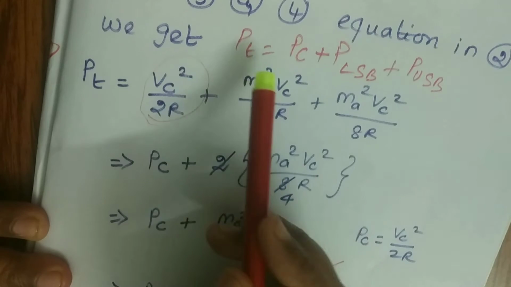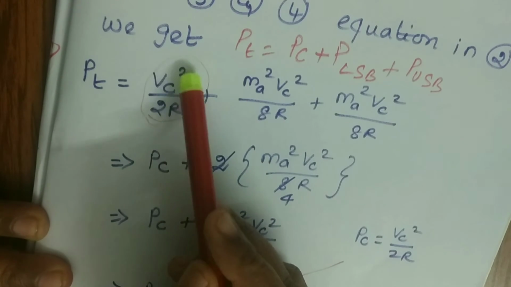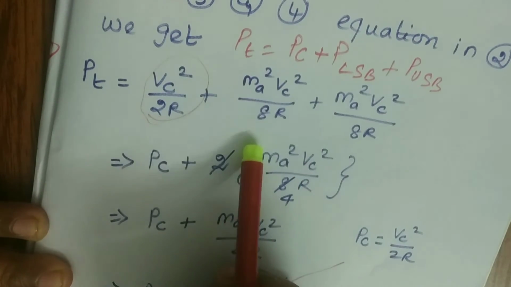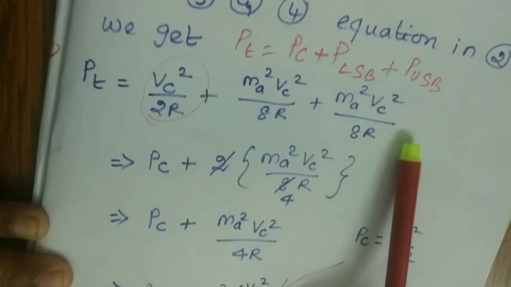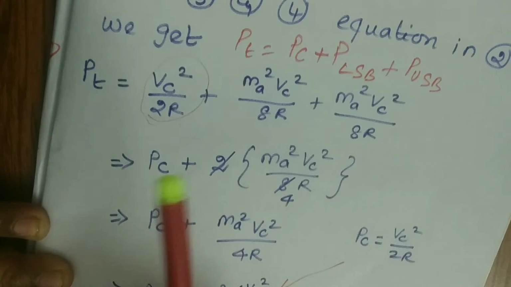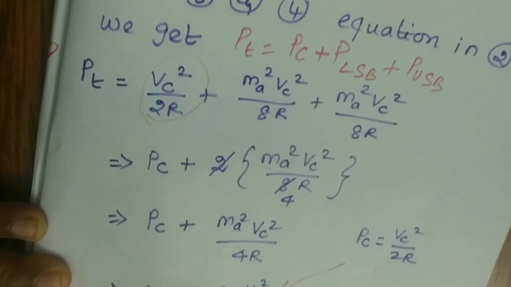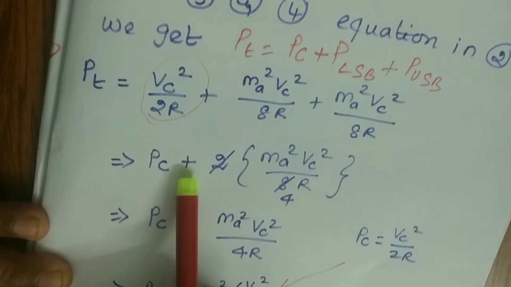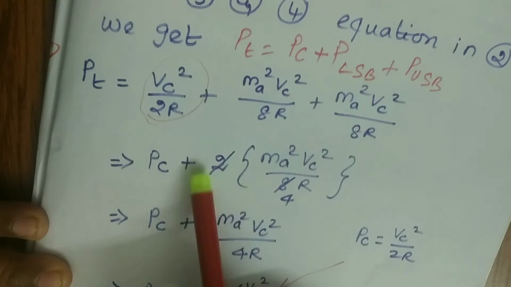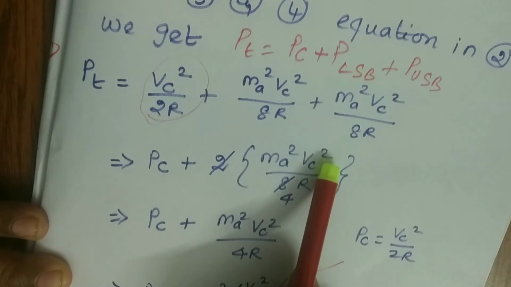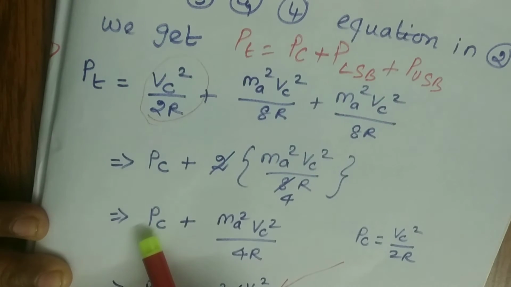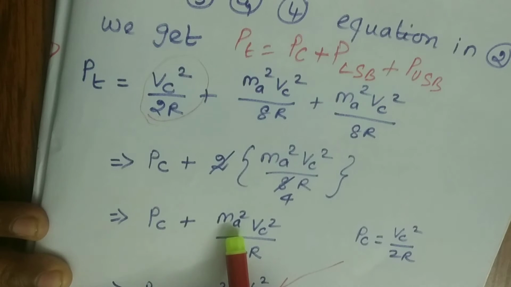So we are getting PT is equal to Vc squared by 2R plus ma squared Vc squared by 8R plus ma squared Vc squared by 8R. So this is nothing but PC plus 2 times this expression, twice of the ma squared Vc squared by 8R. We are cancelling this, we'll be getting 4. So PC plus ma squared Vc squared divided by 4R.